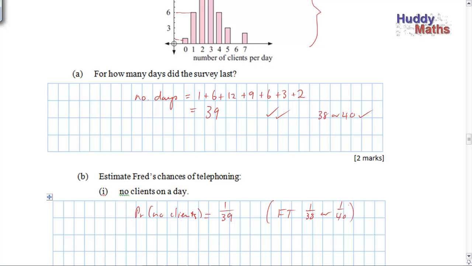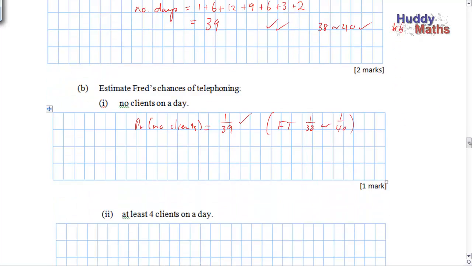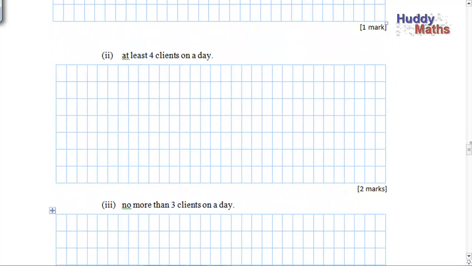Follow-through means you've made an error, but we're going to follow through with your figures, so you're not going to be penalised over and over again. So let's have a look at the answer here. This is worth 1 mark, so that's it there. And if you had 38 or 40 up here, we don't penalise you. You've been penalised once. We're just going to follow through.